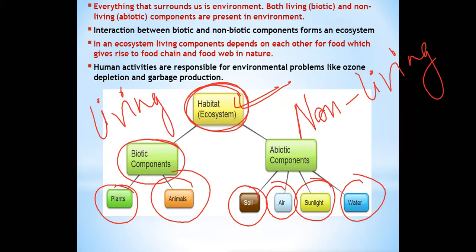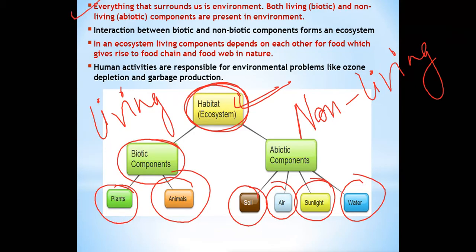And one more question can come from here: what are biotic components? You'll say, living components are called the biotic components, for example plants and animals. And what are abiotic components? The non-living components of the ecosystem like air, water, soil and sunlight are called abiotic components. So let's start with the first point.